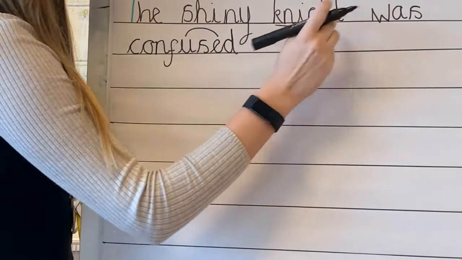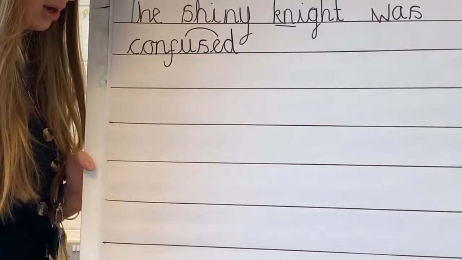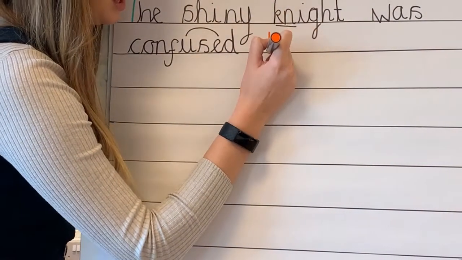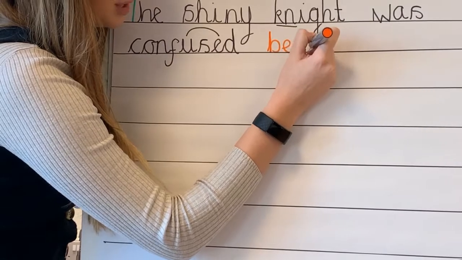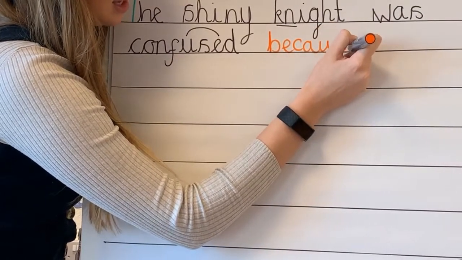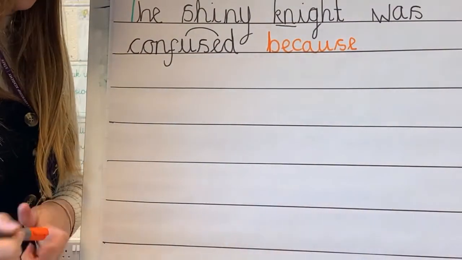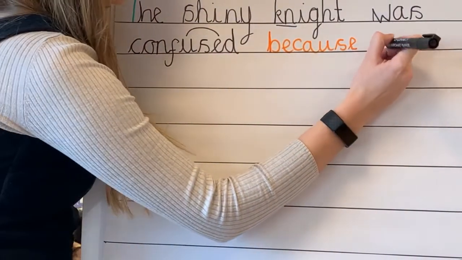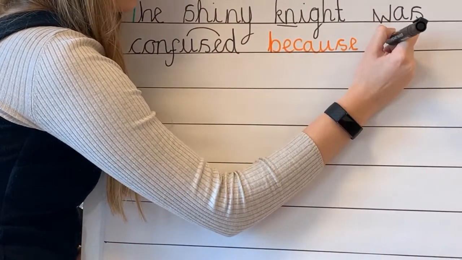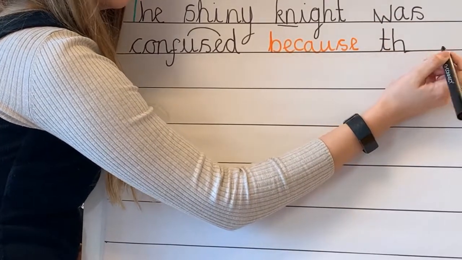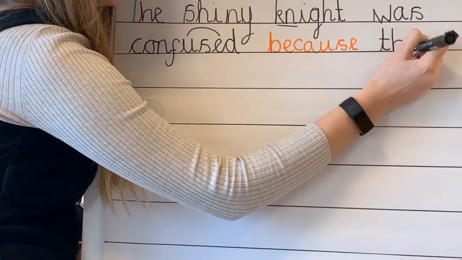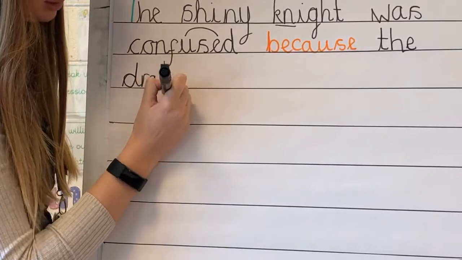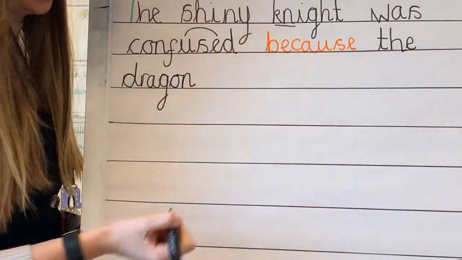Confused. The shiny knight was confused because is what type of word? A conjunction word. Well done. And those conjunction words help us to make our sentences longer. The shiny knight was confused because the dragon did not breathe fire. The T, H, and F. Well done. The dragon, one of your speed words. If you're not sure how to spell it, you can check from Monday's work.